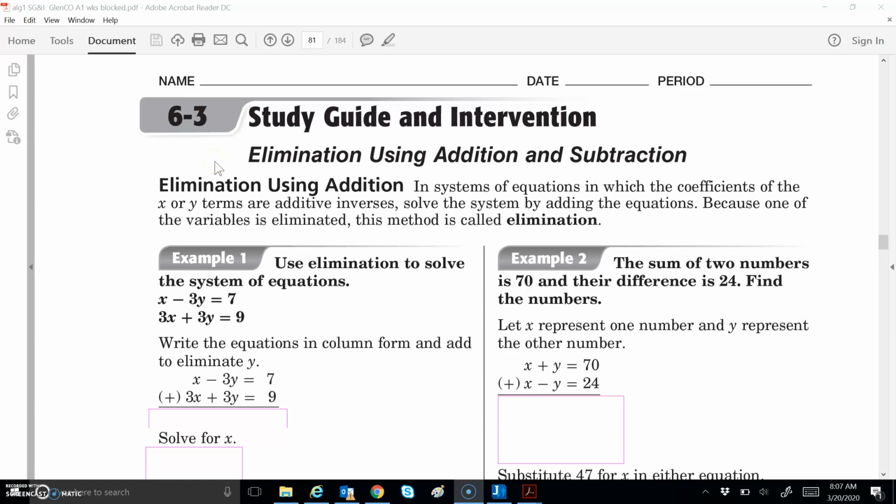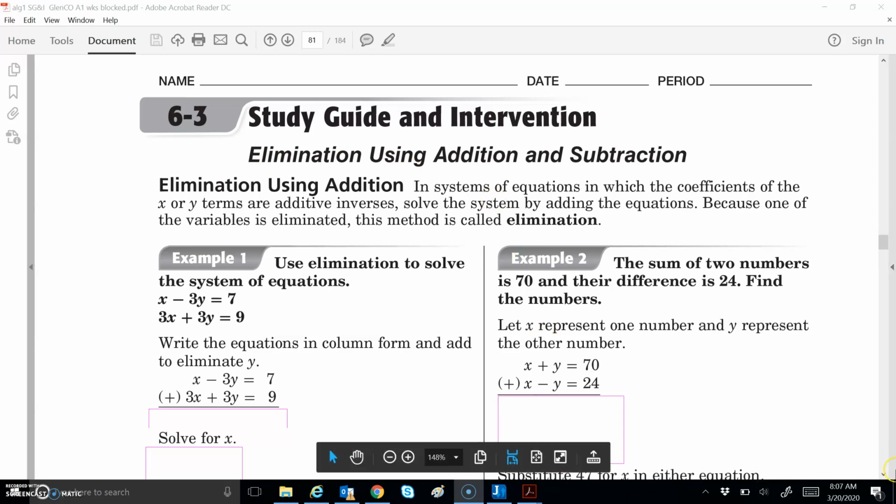Alright, elimination using addition. In systems of equations in which the coefficients of the x or y terms are additive inverses, which means one's positive, one's negative, solve the system by adding the equations. Because one of the variables is eliminated, this method is called elimination. Alright, so basically what we're going to do is we need them to be in standard form.